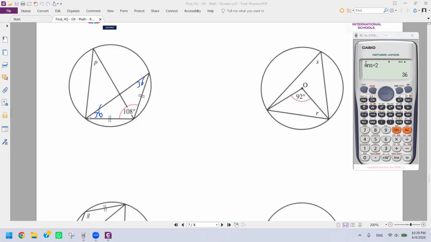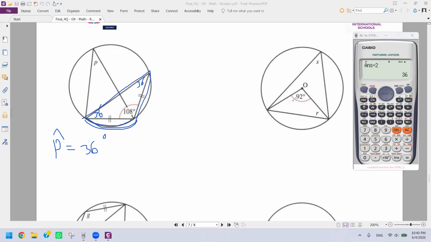Now let's check the arc of P. This is the arc of P. Do I have angle coming to here? Yes, 36. So we say that angle P is equal to 36. Why? What's the reason? Again, subtended by the same arc.